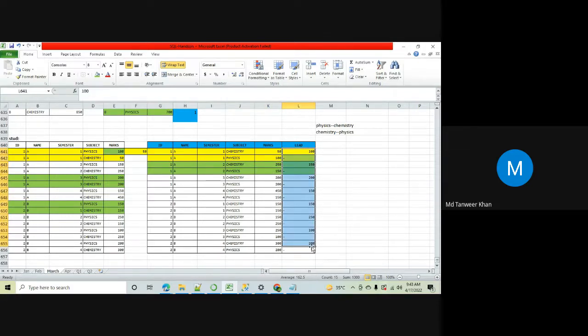Okay. So if you see each and every record, see the last record. B, fourth semester. In chemistry, he has scored 300. In physics, he has scored 200. I have moved this 200 to here. Then I can compare this 300 and 200. Is this clear?